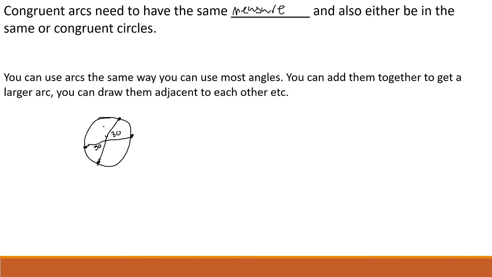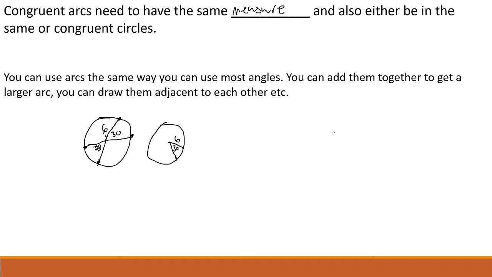Now let's say this radius was something like 6. Okay? Let's say the radius was 6. Well, that means if I drew another circle, which also had a radius of 6, and I had another arc of 30 degrees here, that arc would also be congruent to the other two. So all three of these arcs are congruent. They're all 30 degrees, and they're either in the same circle, or they're in a different circle with the same radius, which means that it's a congruent circle. So all the same arcs, all the same circle, or congruent circles, and therefore they're congruent.